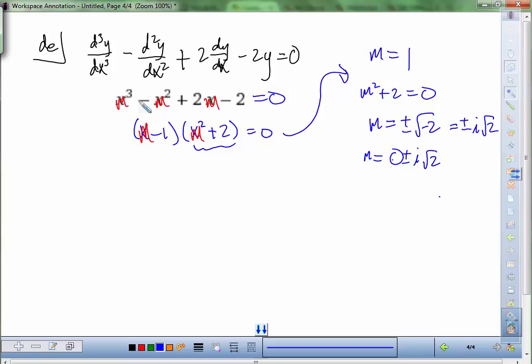So, how many fundamental solutions are we looking for? We're looking for 3 fundamental solutions. So 1 is going to have an m of 1, so y1 is going to be e to the 1 times x.